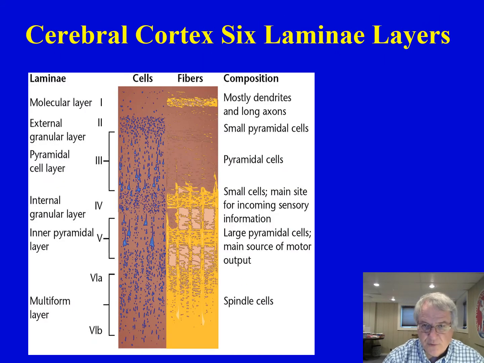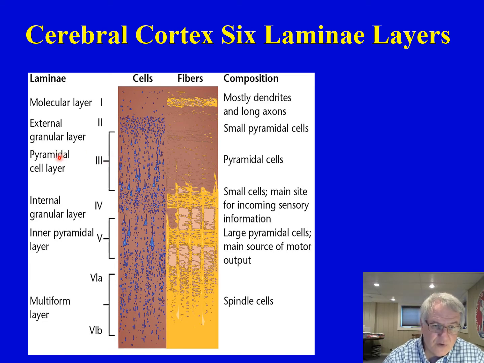So again, the cerebral cortex and these 6 laminal layers. Here's the surface that you see right here. This is now deep inside the brain. This is molecular layer 1, mostly dendrites and long axons. Then we have this external granular layer, this second layer in which we have relatively small pyramidal cells.